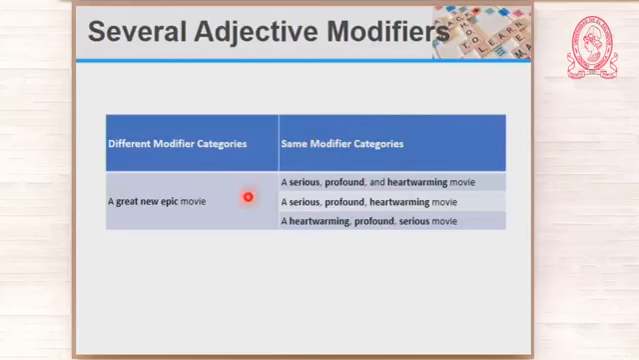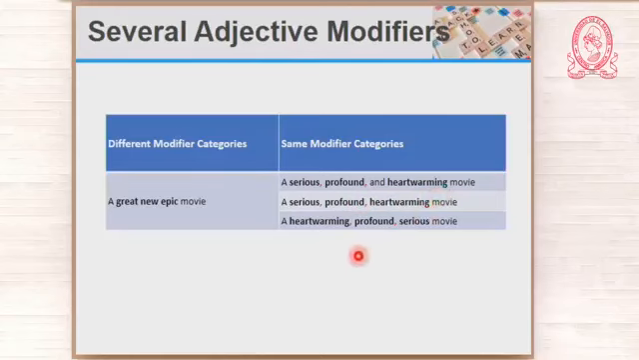Look at this. A serious, profound, and heartwarming movie. Okay? As you can see, it is just opinion, opinion, and opinion. I think it is serious. I think it is profound. I felt it was heartwarming. So it is the same category. And then what do you have in between? A serious, comma, profound, comma, and heartwarming.